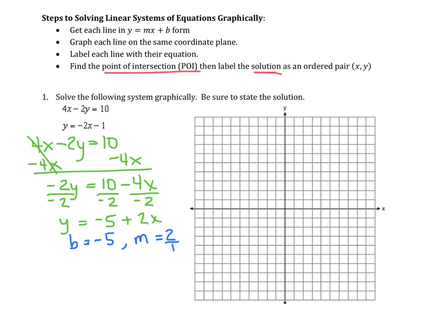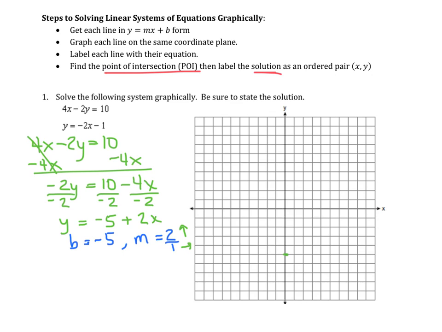And I can say that because I know my slope is attached to the x, and I know my y-intercept is the constant by itself. So now I'm going to go ahead and graph that line. I'm going to go down 5 on the y-axis as my y-intercept: 1, 2, 3, 4, 5. And then I have a slope of 2, which means I go up 2 and to the right 2.